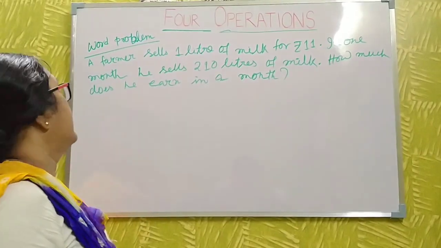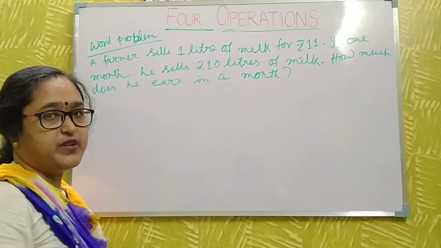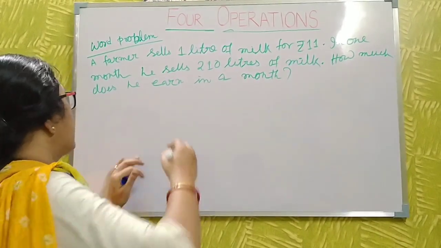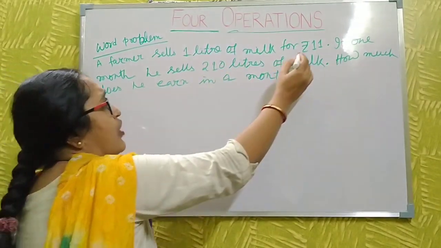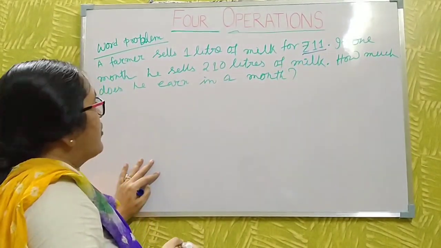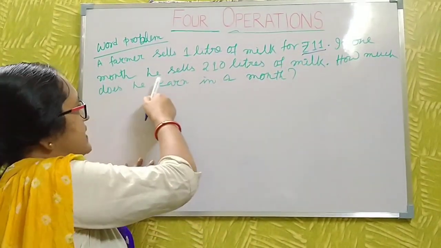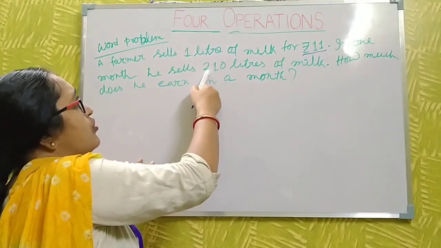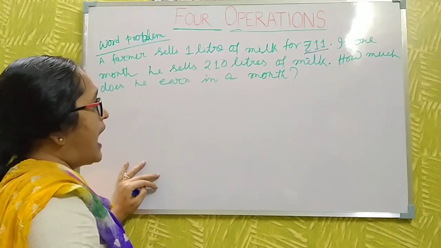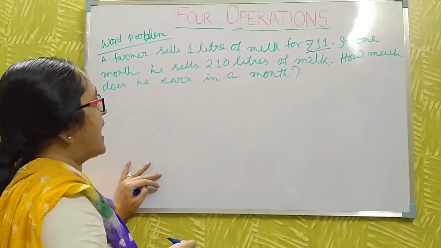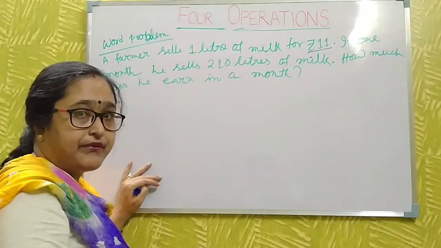Okay, now I start a word problem on the basis of the 4 operations. What is the word problem? A farmer sells 1 liter of milk for ₹11. Okay, in 1 month he sells 210 liters of milk. How much does he earn in a month?